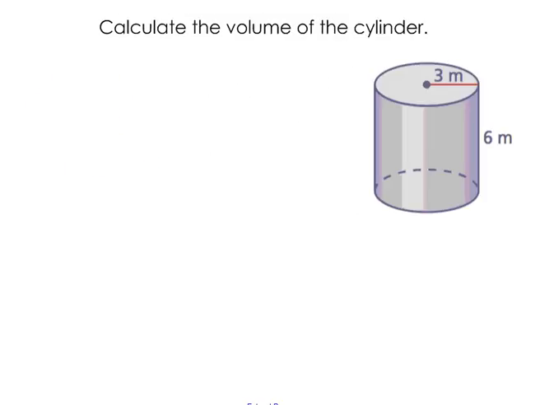Okay, next we have a cylinder. Even though it's not technically a prism, it's still going to be using our same volume formula because we have two parallel and congruent faces on it. That would be our circles. So we have volume equals area of the base times the height.